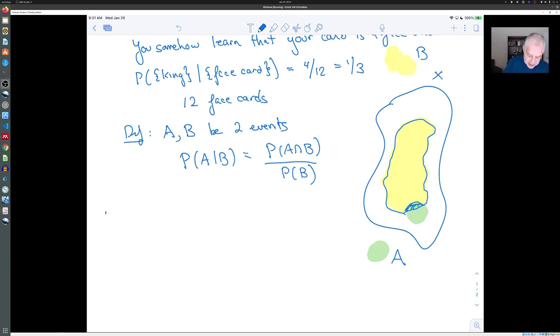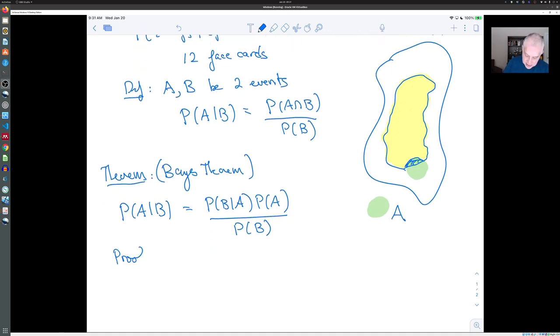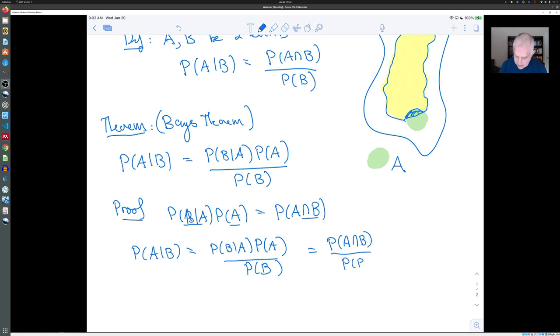And the basic theorem in this area is called Bayes' theorem, although, as I said, in this formulation, it's kind of trivial. It relates the probability of A given B to the probability of B given A by this formula. And the proof of it is very simple, because the probability of B given A times the probability of A is the probability of A intersect B. And so if you substitute this in, you get that the probability of A given B is the probability of B given A, times the probability of A, over the probability of B, which is the probability of A intersect B over the probability of B, which is true.